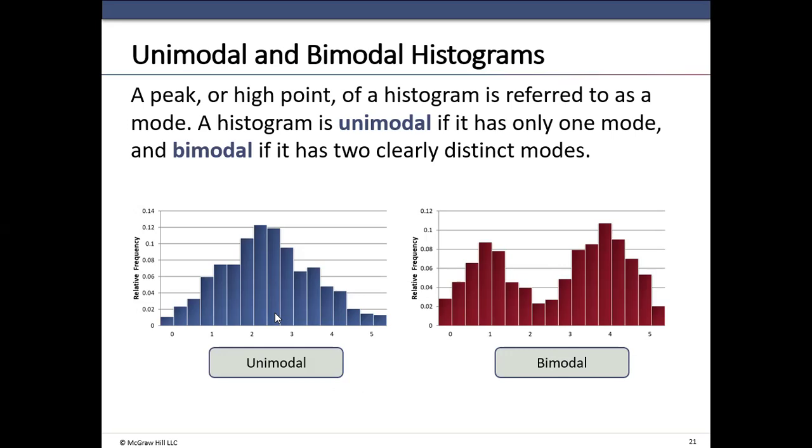Whereas if you look at the one on the right, there are two classes, one on the left, one on the right, that have the same height. So because these two numbers appear with the same frequency or same percentage relative frequency, bimodal. Bi means two. It has two modes.